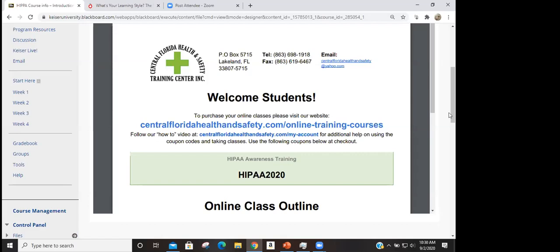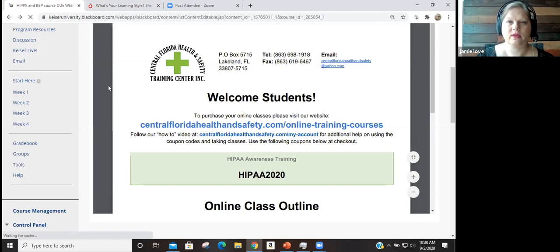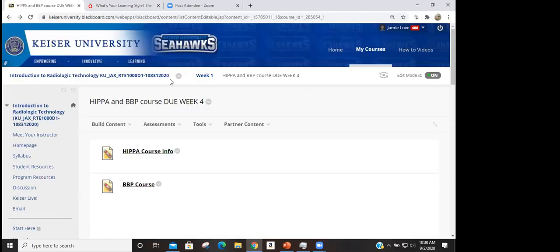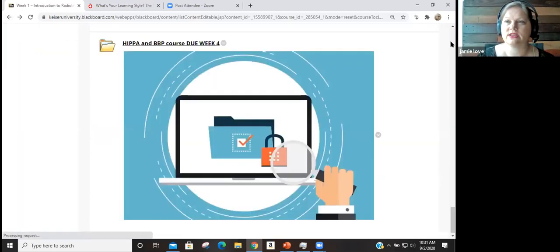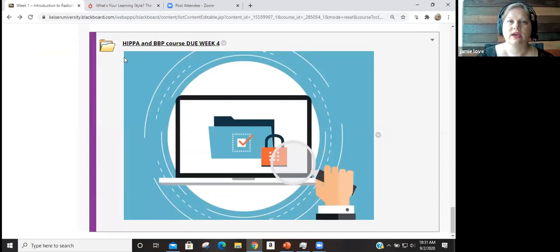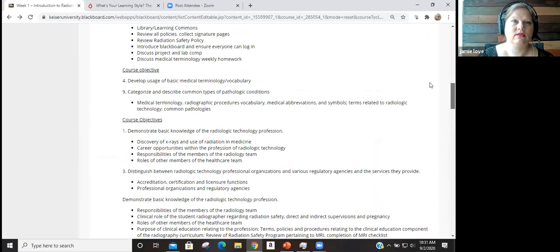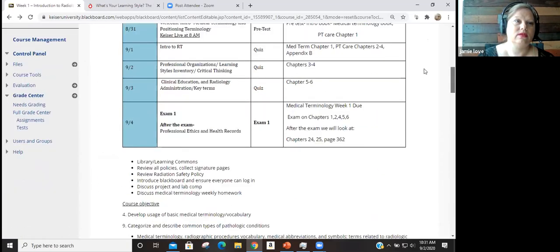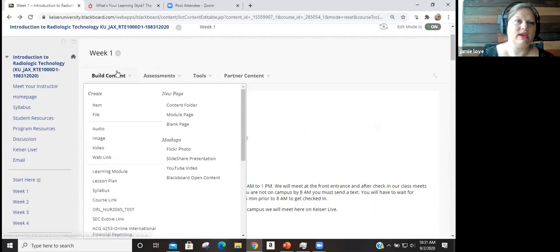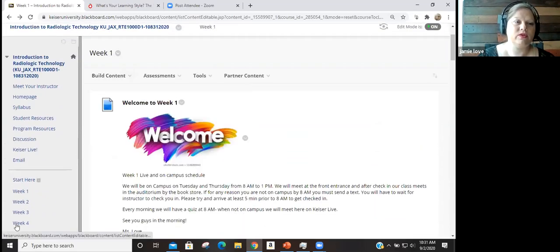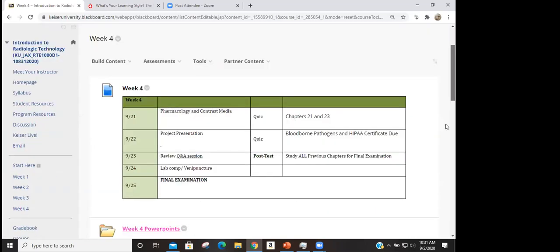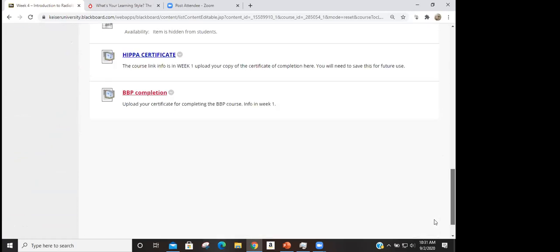Where is it under again? Under week 1, let me just go back one screen. And then at the very bottom, the HIPAA course. Yep. I have a little folder with these 2 certificate picture links in this folder. And then when you go to week 4, if you go ahead and get your certificate before then, I have a little assignment uploader for you to upload it. So whenever you're done, you can go in here and upload your certificates.